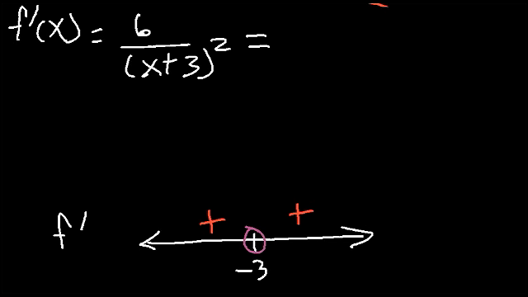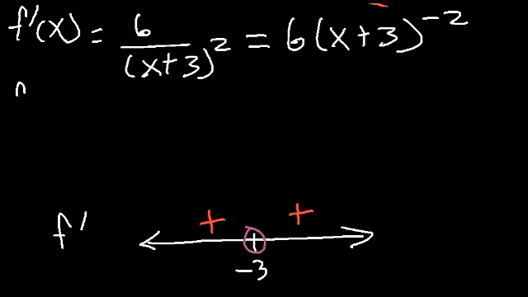So let's rewrite the first derivative. If we move the x plus 3 from the bottom to the top, the positive 2 exponent will now become -2. So we can use the power rule to find the second derivative.